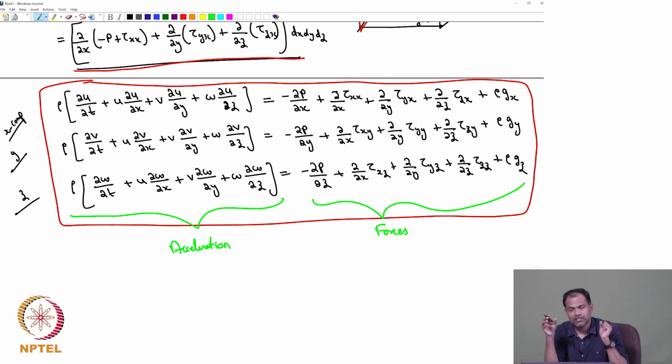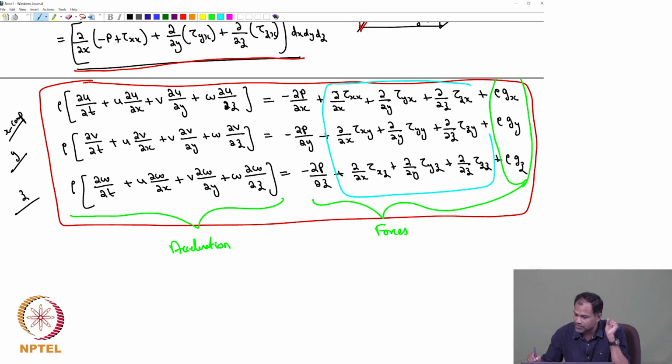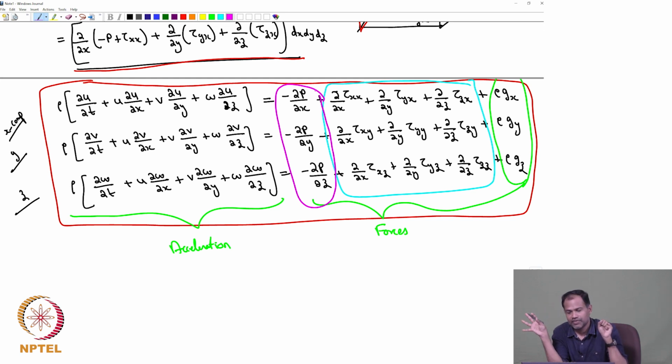So, this side is going to be nothing but total forces. The forces consist of parts. One is that you have got gravity forces, and the other is that you have got viscous forces, and then we have got pressure forces. So, in each equation, acceleration is equal to pressure plus viscous forces plus gravitational forces, that is all it is.